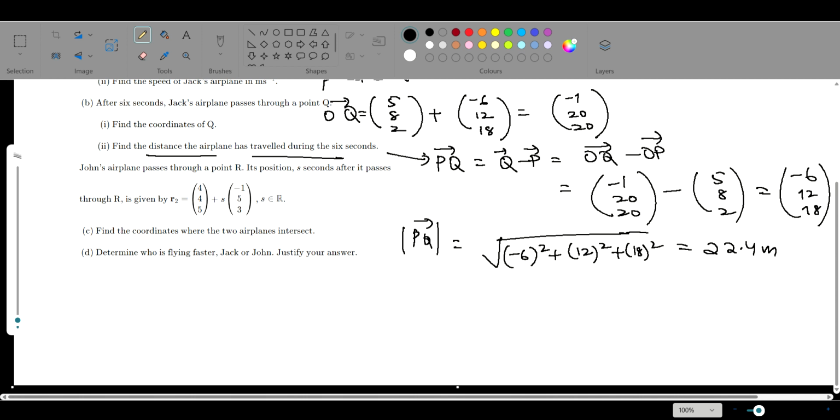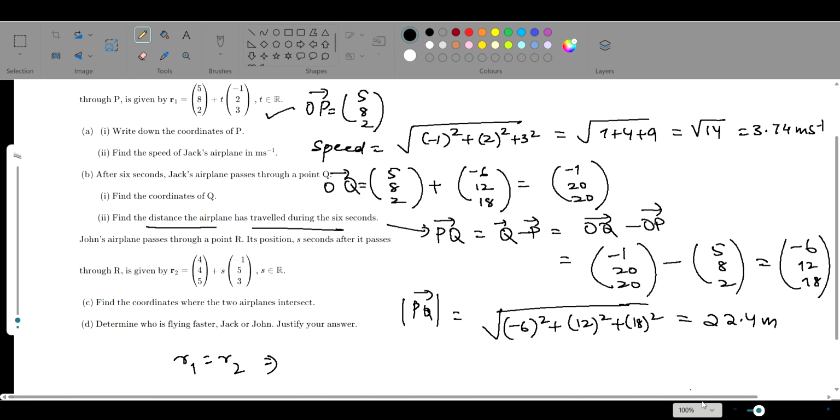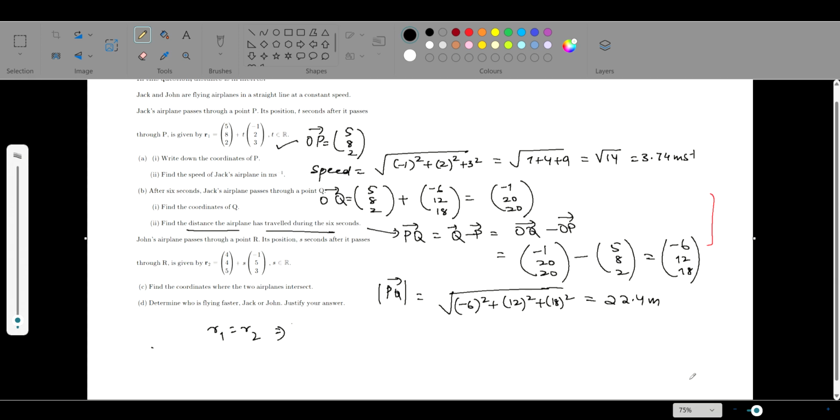To find the point of intersection of two vectors, we discussed how to do it. Basically, we equate R1 and R2, right? R1 and R2. Let's equate one by one.